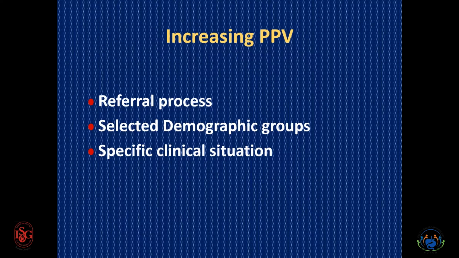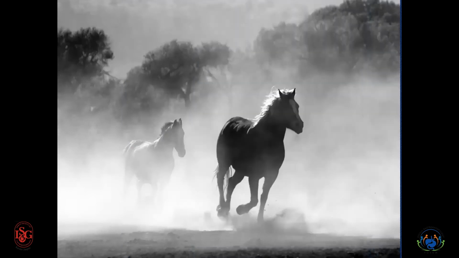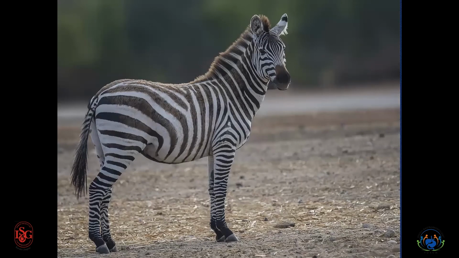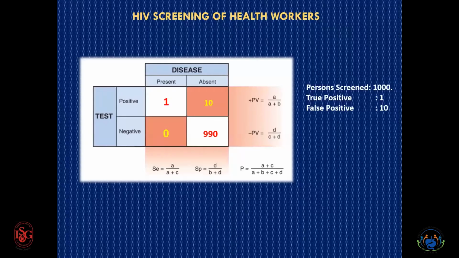That's why tests have been compared to hoofbeats. When you hear hoofbeats, what do you think of? We think of horses. We don't think of zebras because the probability of this being a zebra is low. That's why the interpretation of a diagnostic test has been compared to the interpretation of hoofbeats.